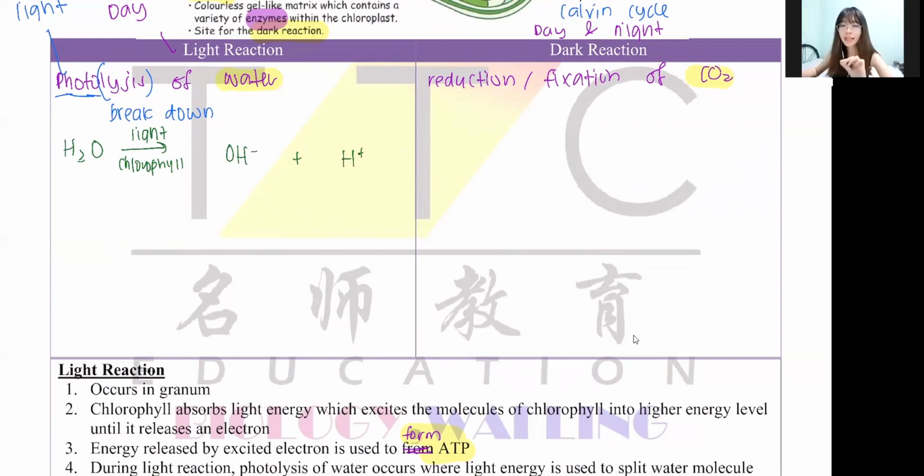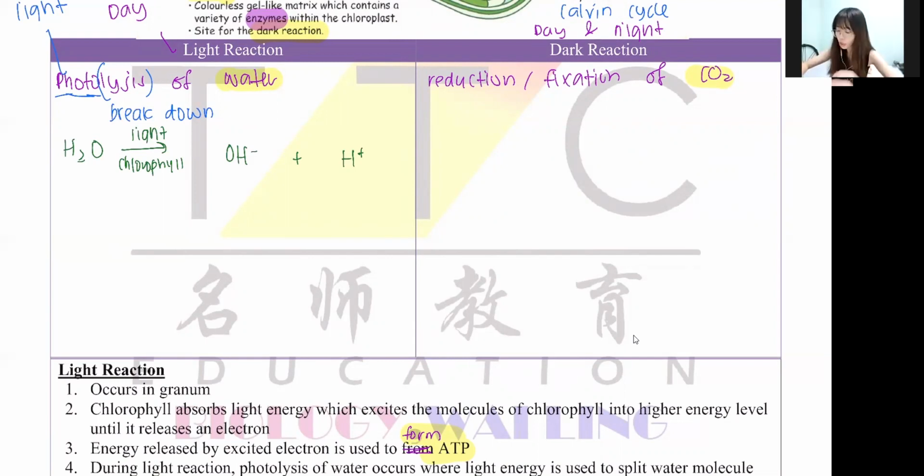What are the things that you have to take note of here? In chemistry, OH minus is known as a hydroxide ion, but in biology, we call it a hydroxyl ion, X-Y-L, hydroxyl ion. And then H plus is known as a hydrogen ion, same as chemistry. So OH minus and H plus.